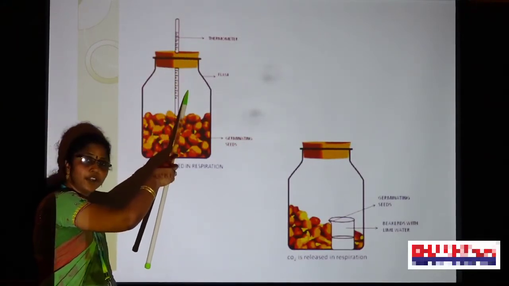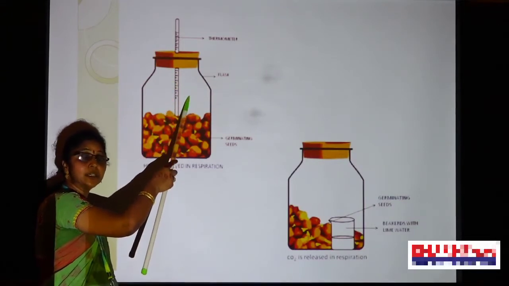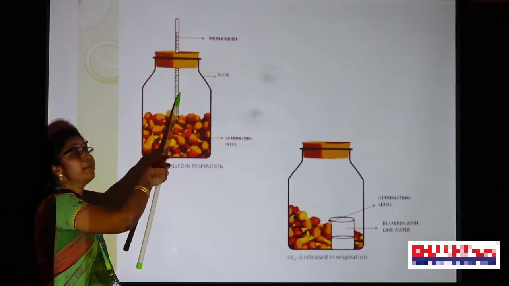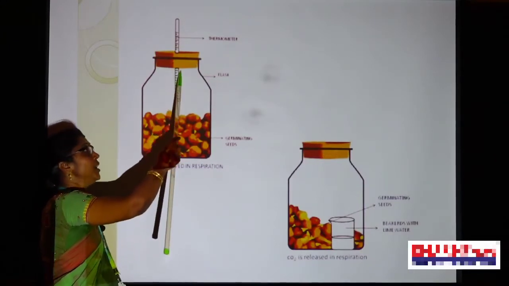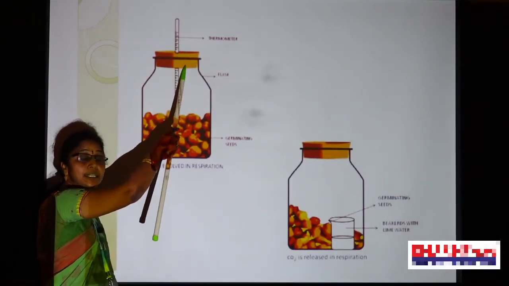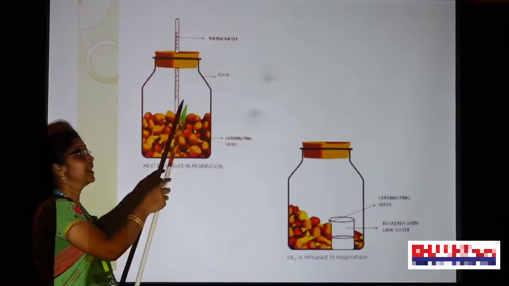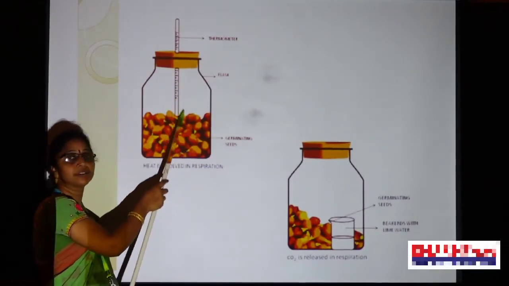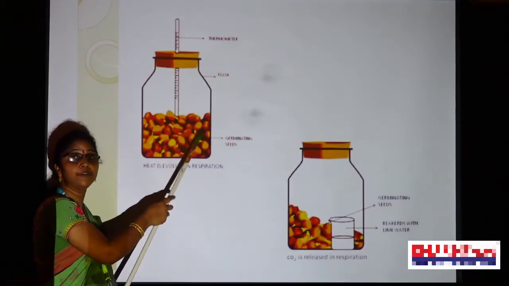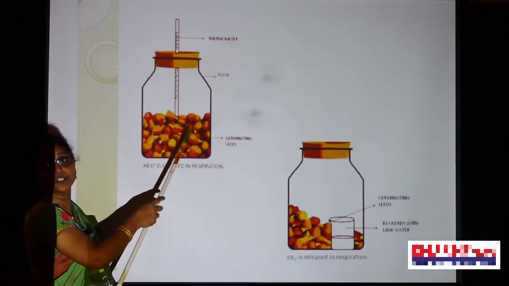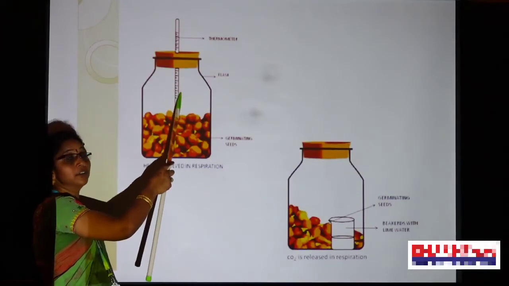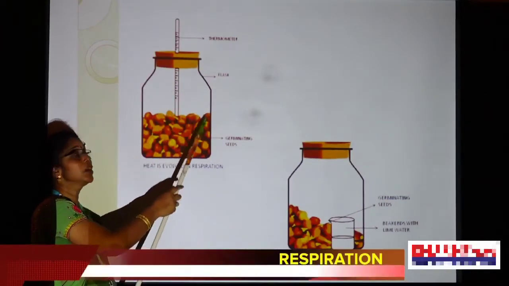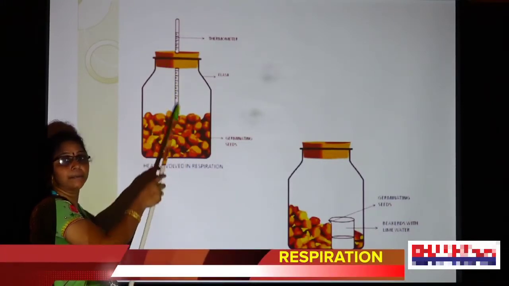Initially, we first find out the temperature. We note the temperature in the thermometer, and every 2 hours we write down the temperature readings within 24 hours. In 24 hours we can see what the temperature in the thermometer is, finding it every 2 hours.